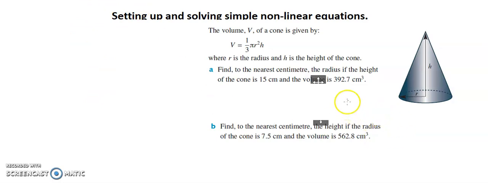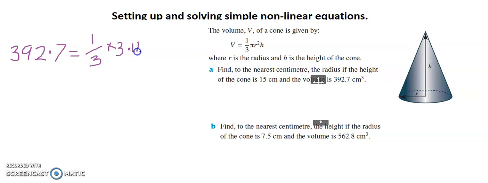So, the first thing I'm going to do is put that information into my equation. So straight away it says my volume is 392.7. Then it says it's equal to 1/3 times pi. Pi, if you don't have a calculator, we'll just round it today, is 3.14, times radius squared. Now, we don't have the radius. So we've got radius squared times the height, which is 15.